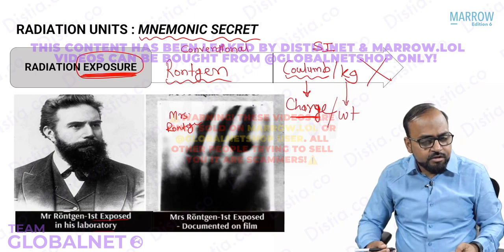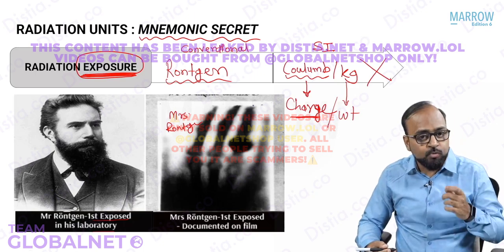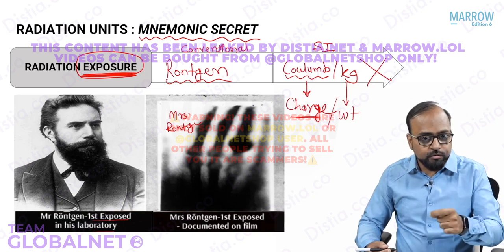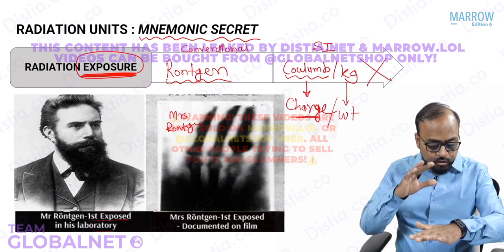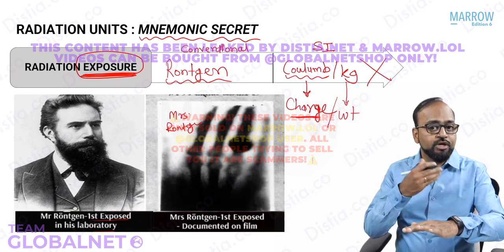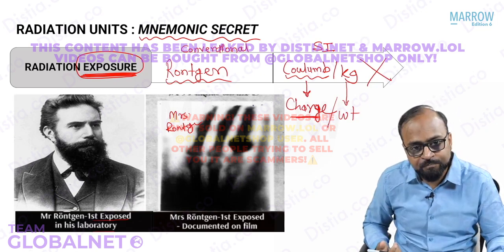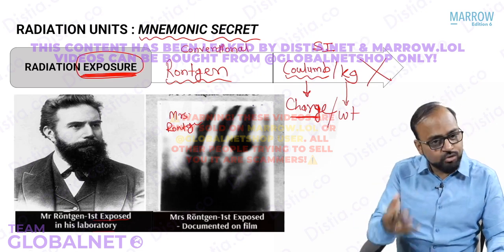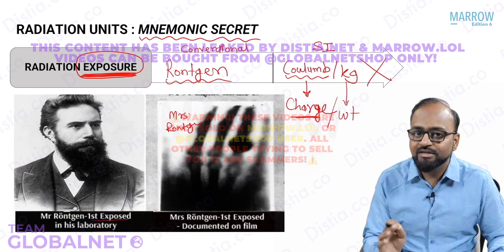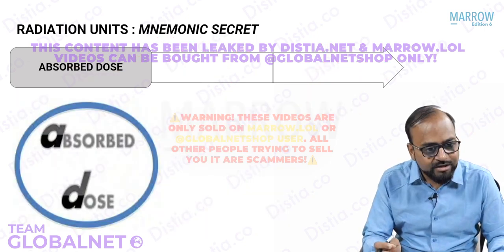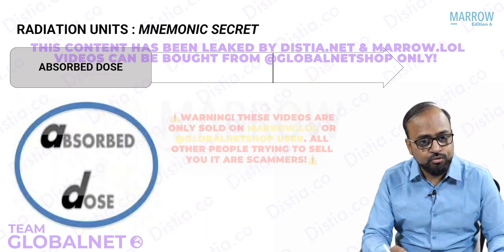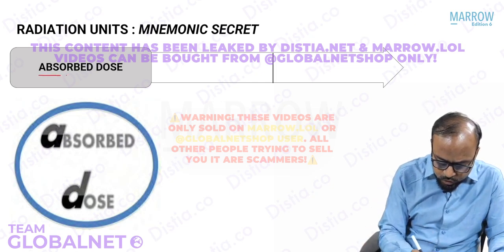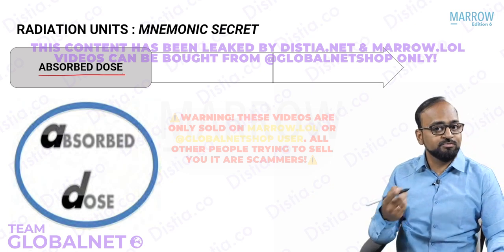Now just imagine this. Suppose that a patient is exposed to 100 Röntgen. But what is more important for me to know is out of this 100 Röntgen of exposure, how much was actually absorbed by the patient's body, isn't it? Because this is what is going to determine the adverse effects on the patient's body. And hence there is another entity in radiology, and that is called absorbed dose. Let us apply the mnemonic secret. The examiner is asking you, what is the unit of absorbed dose? Look at the question. Answer lies within the question itself.